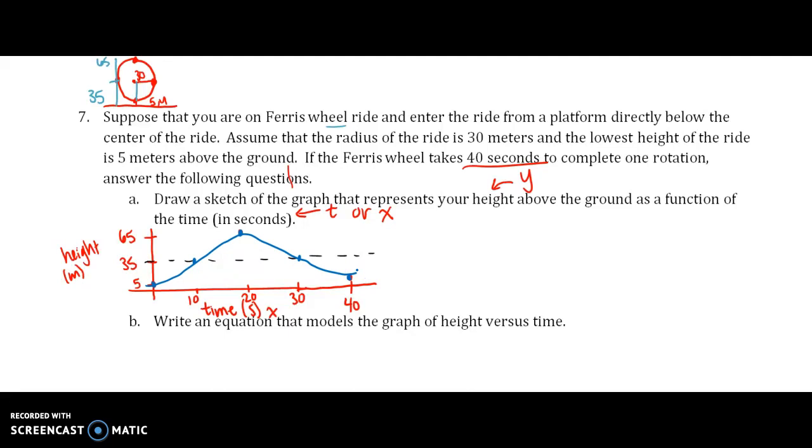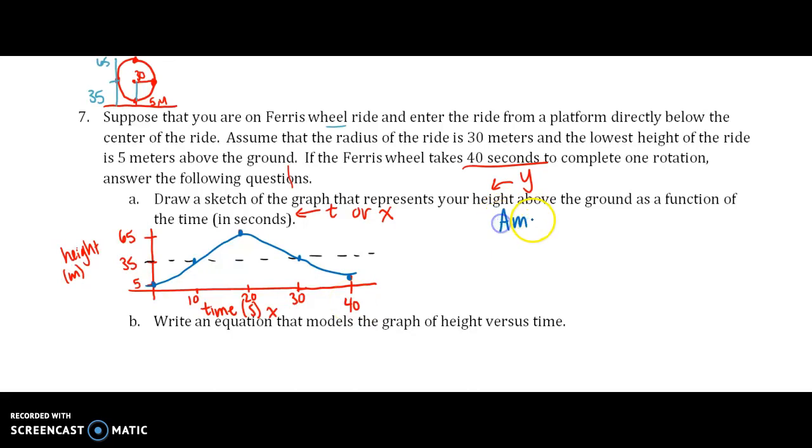So again, I know the whole time to go around the circle is 40 seconds. So from the minimum to minimum, halfway I'm at the max. That's how I got 20. Then I find the halfway between the min and the max to find my midline value. And that's halfway between the 0 and the 20, and the 20 and the 40. Okay. So now to write an equation.